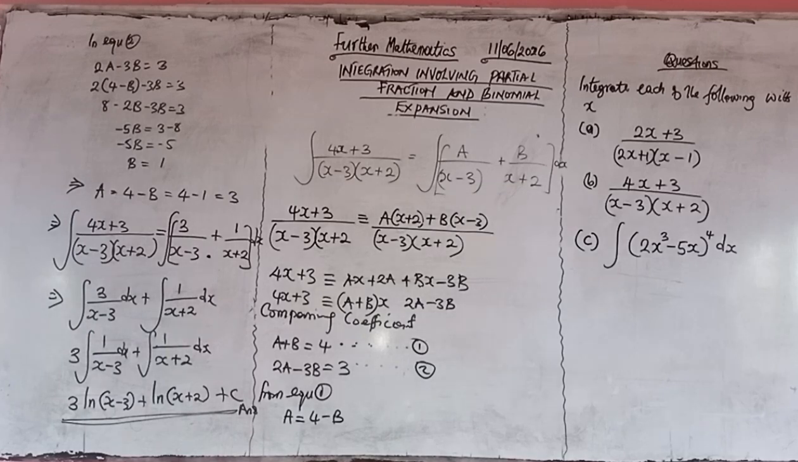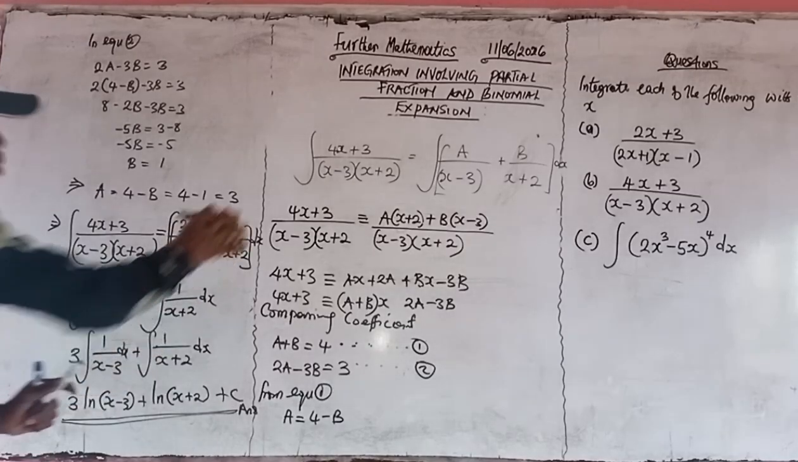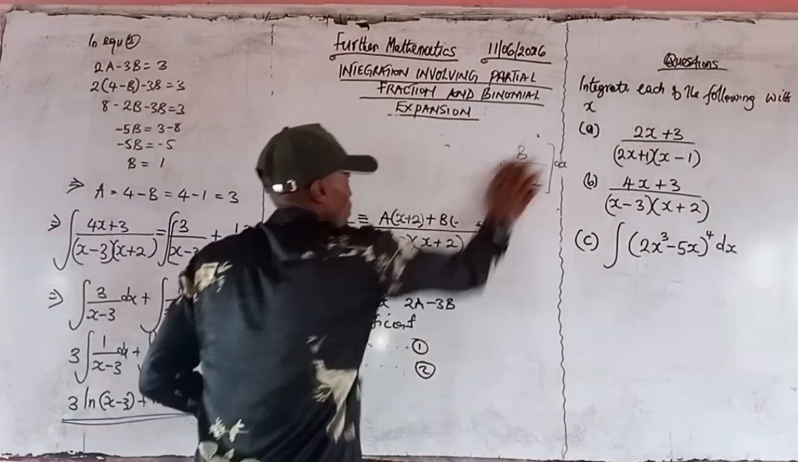So we are going to take the third one. The third one has to do with binomial theory. So let's take the third one.